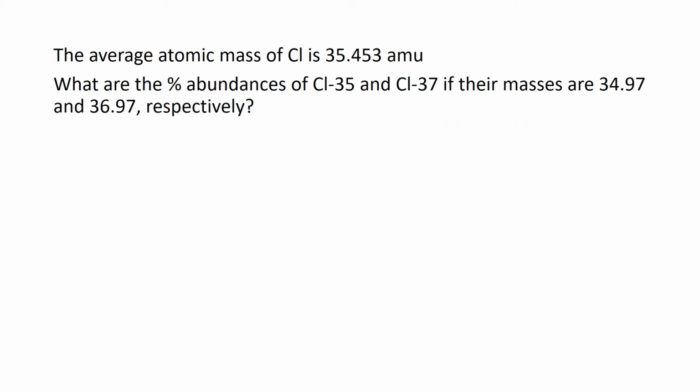So here we have another example that is a bit more complicated. In this question, the average atomic mass of chlorine is 35.453 AMU. So they give you the average atomic mass, and they're asking you to solve for the percent abundance of chlorine 35 and chlorine 37 if you're given the mass of each isotope to 4 sig figs.